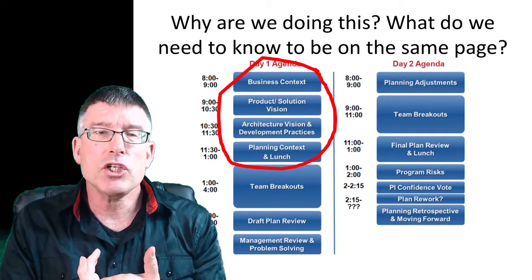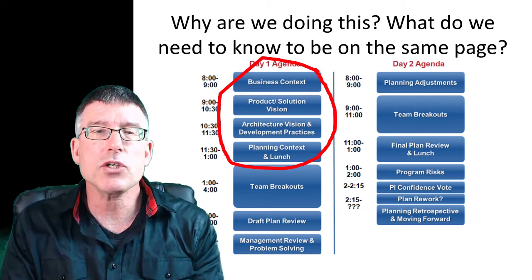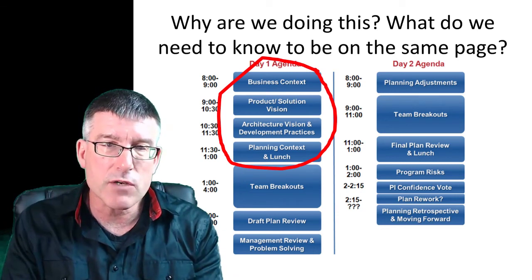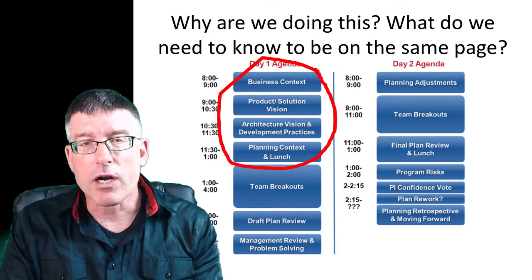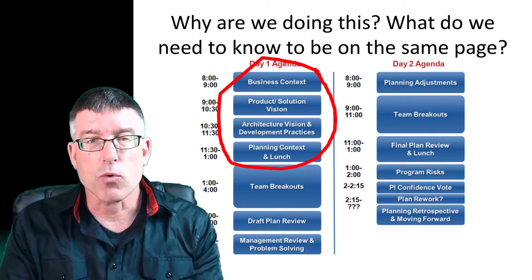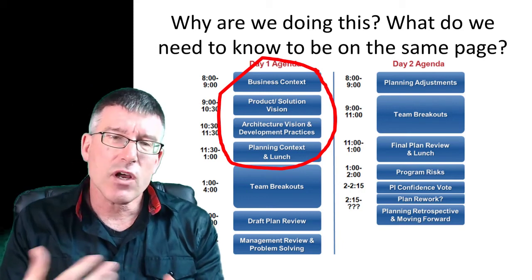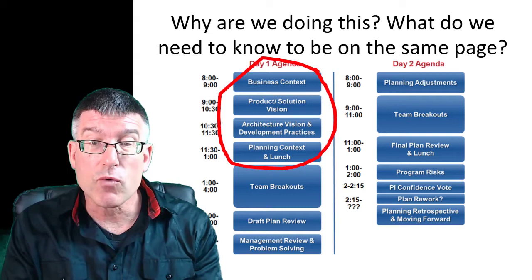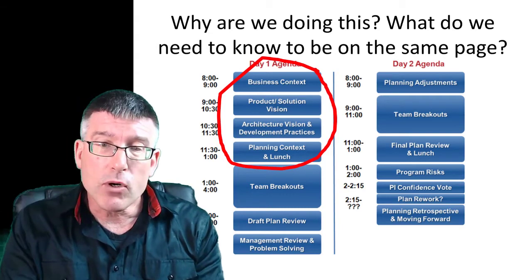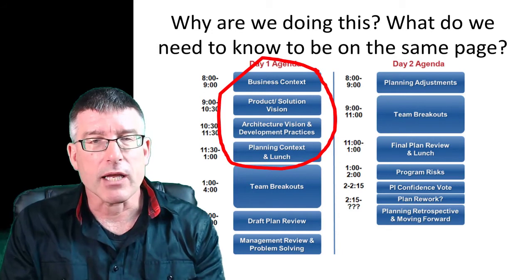The product vision and the architectural vision are both explaining the business need for what we want to achieve in this PI, and also the architecture enhancements or runway that we may be laying down during this PI. Finally, the planning context is a lot of what we're going through right now, explaining what the process will be for doing the PI planning.